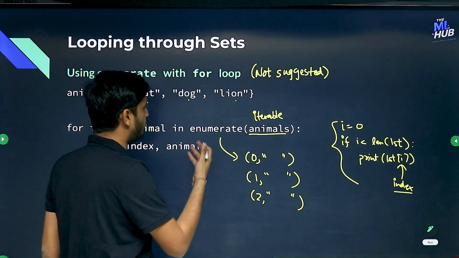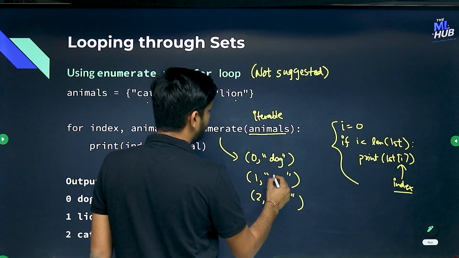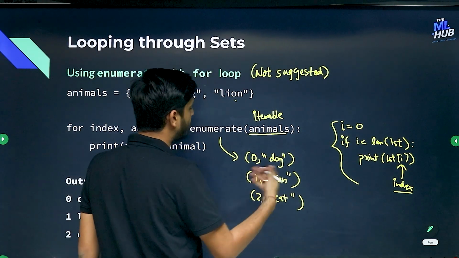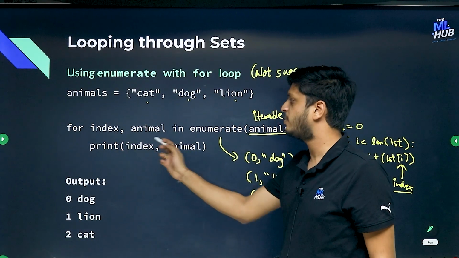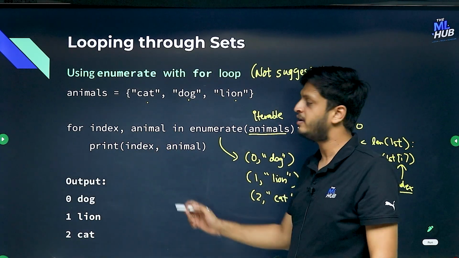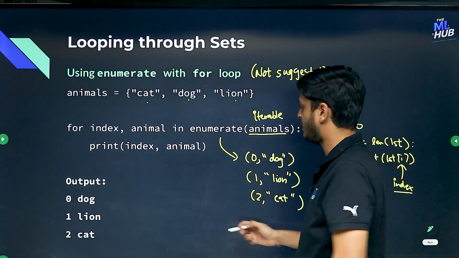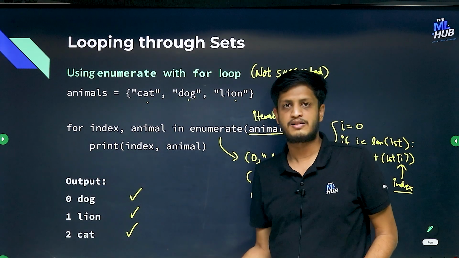But if you want, you can use it. You might get the output as 0, dog, and then 1, lion, and then 2, cat, or you can get it in any order. There is no guarantee. So you can run it and say index, animal, tuple packing and unpacking will happen. Index will take these values, animal will take these values. So you might get output as 0, dog, 1, lion, 2, cat, or in any other order as well.